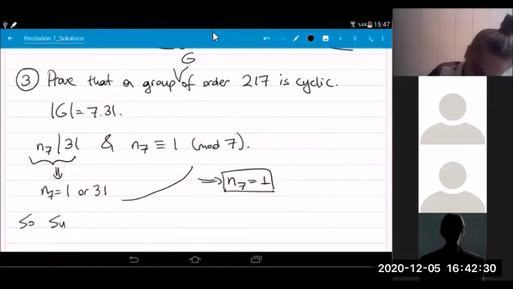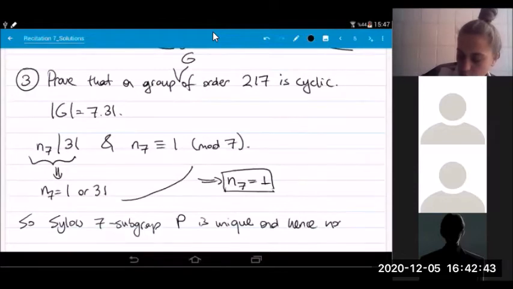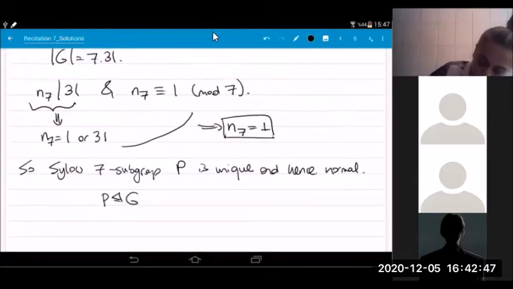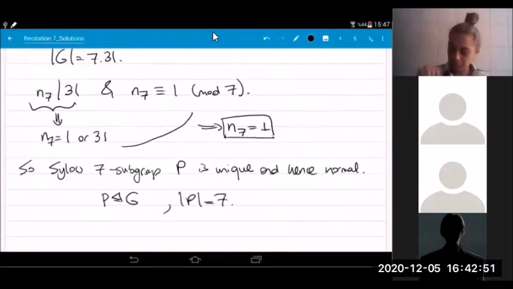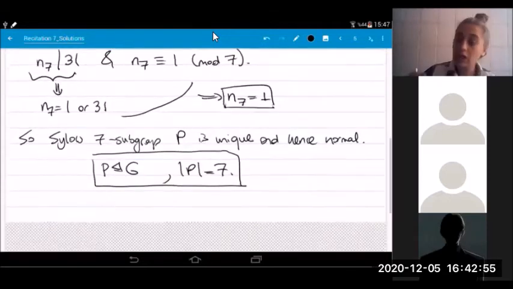So the Sylow 7 subgroup P is unique and hence normal. We have one normal subgroup of G, and the order of this normal subgroup is 7. Put this aside, you're going to need this information.